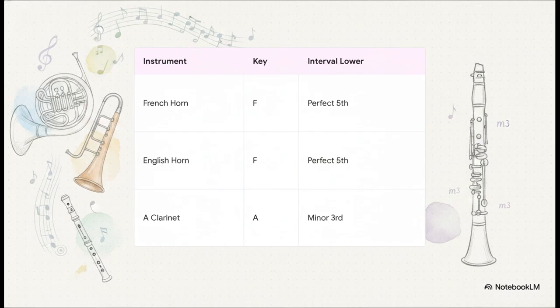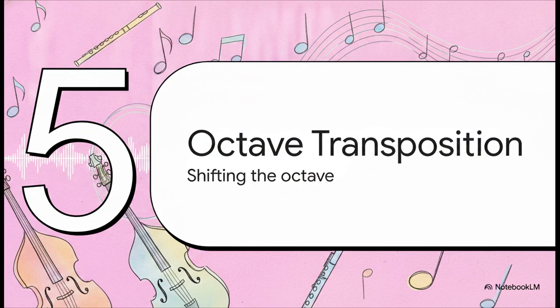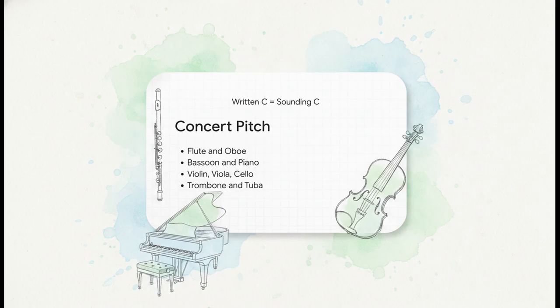But then we have the A clarinet. Following our golden rule, a written C on the A clarinet sounds as an A below, which is exactly a minor third lower. Section 5, octave transpositions. Let's look at a really tricky category where instruments technically play in the key of C, but still manage to trick the ear. But first, a quick moment of relief.